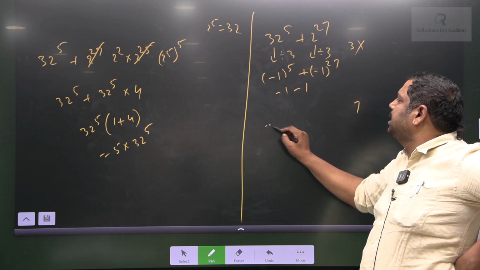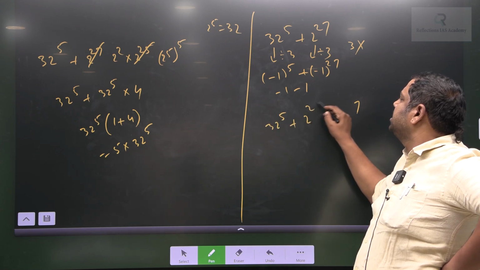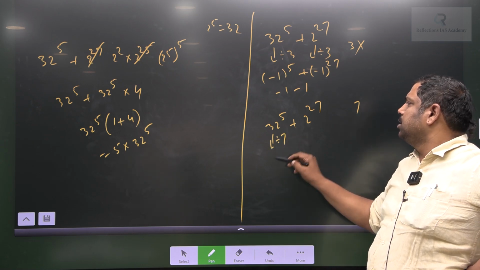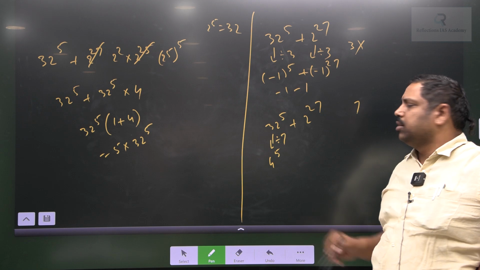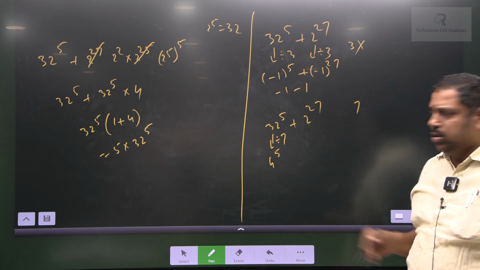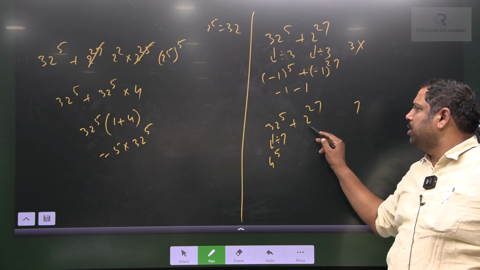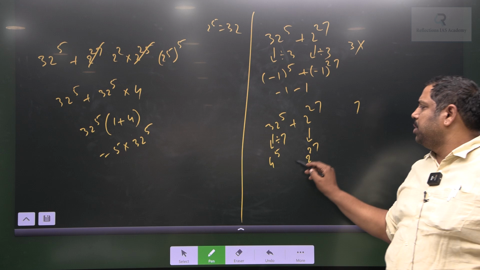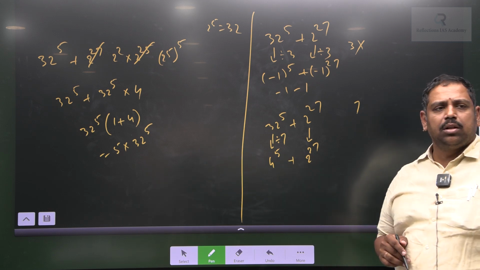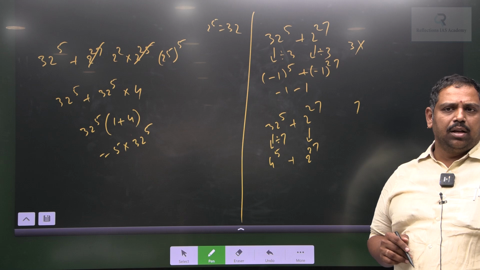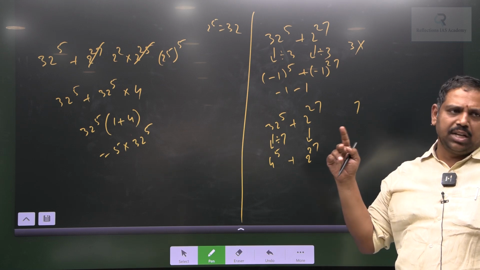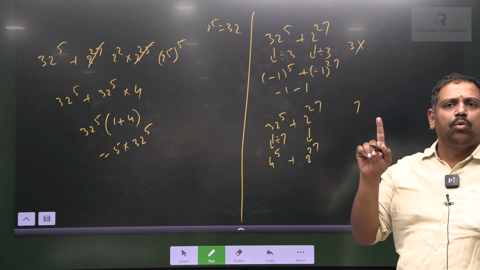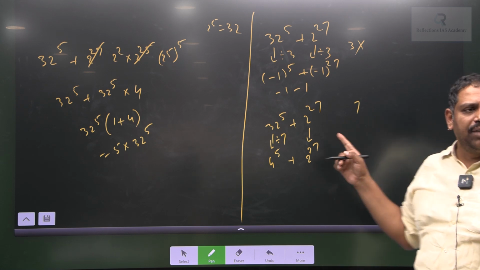7. Okay, 32 power 5 plus 2 power 27. Okay, divide this one with 7. The remainder will be 4 power 5. Yes or no? 7 4s are 28. Now the remainder is 4. Now 4 power 5. It will be 2 power 27 only. Okay, in between the sign is plus. Now 4 square is how much? 16. Means the remainder is 2. 4 cube is 64. The remainder is 1. Yes or no? 64 when you divide with 7, the remainder is 1.